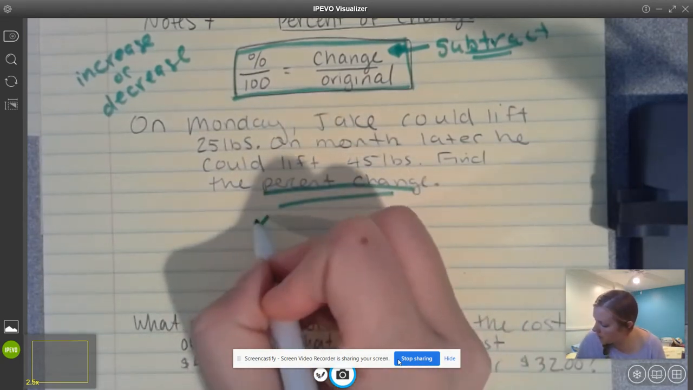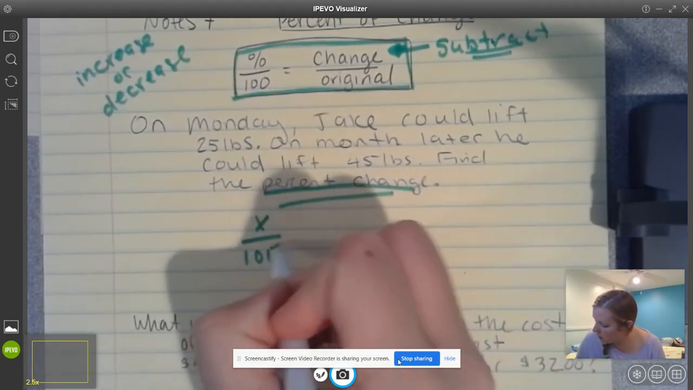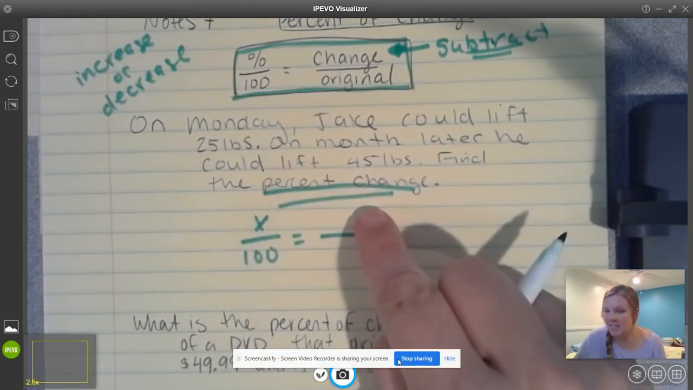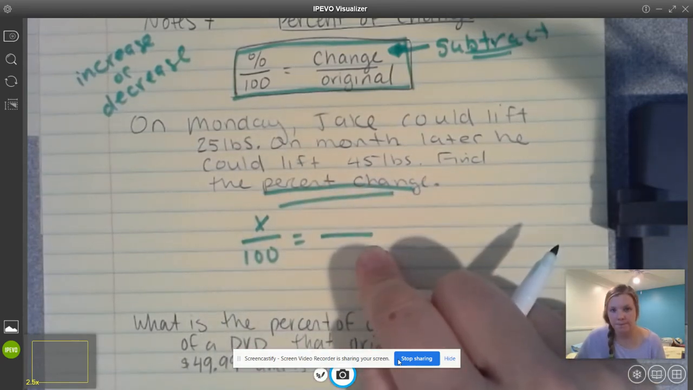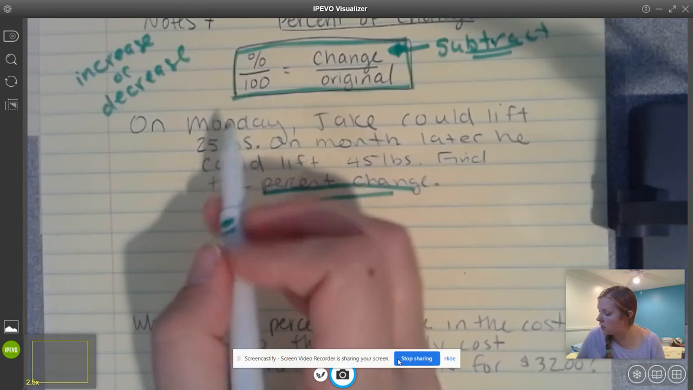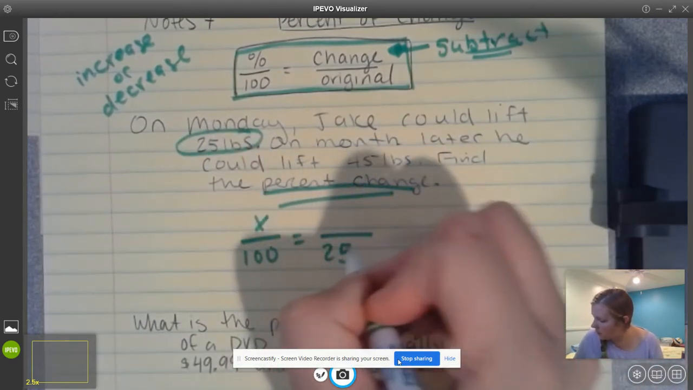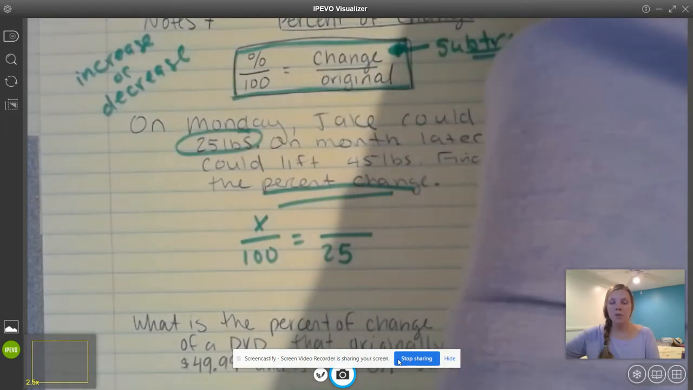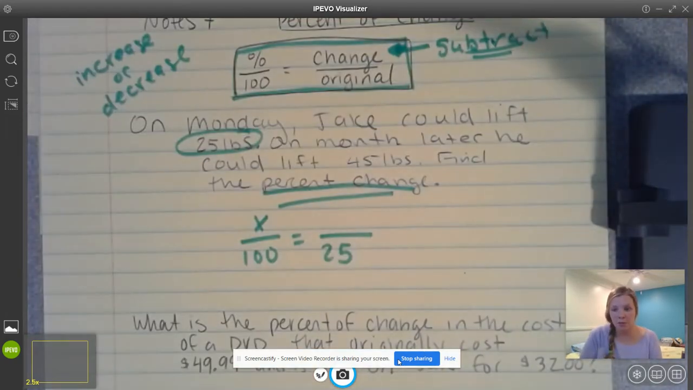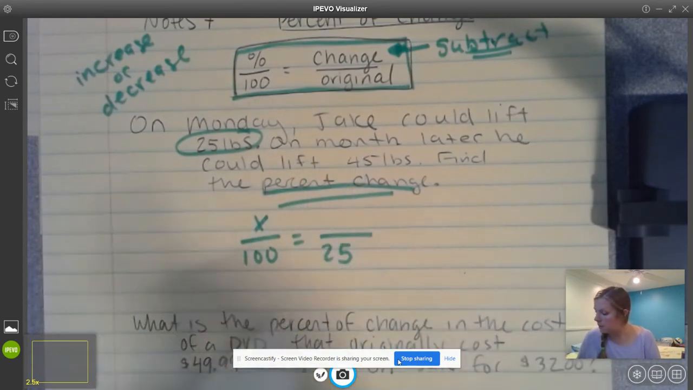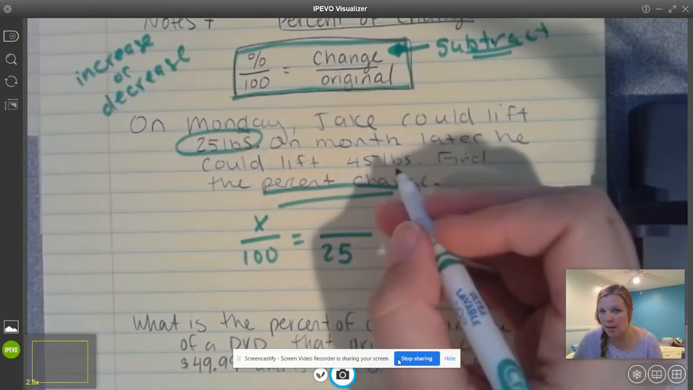So when you see percent change, you need to think about this proportion. We're going to do the percent, which is what I'm looking for, over 100. And then it's the change over the original. The original amount he could lift is 25 pounds. So 25 goes down here. It's not the bigger number. It's not necessarily the first number in the problem. You have to read the question. What was the starting point? The starting point is what goes on the bottom, and then the change goes on top.